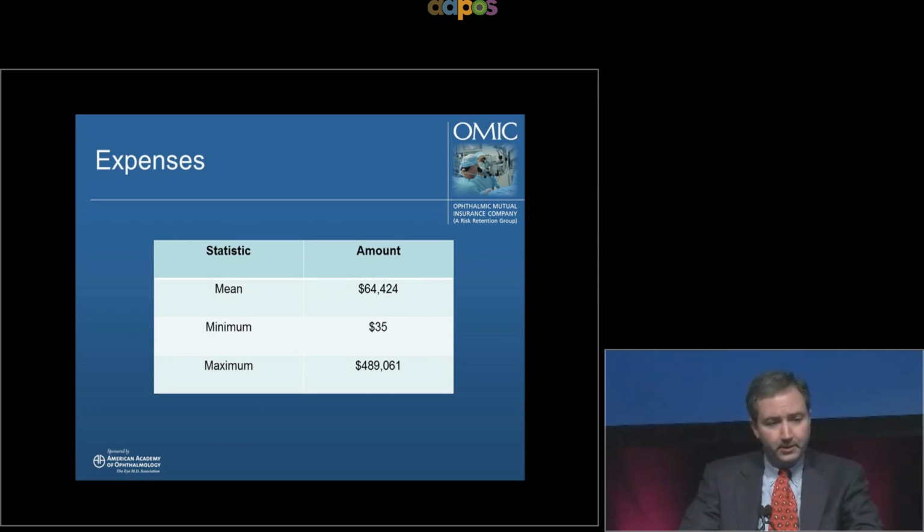And now these are the expenses. Whether or not an indemnity payment is made to the plaintiff, most cases are going to have expenses associated with them for the expert witnesses, for the attorneys to defend this claim. 89% of the claims had some payment associated with them, a mean of about $64,000 for these cases for attorney and expert witness expenses, ranging to a maximum of nearly $500,000.